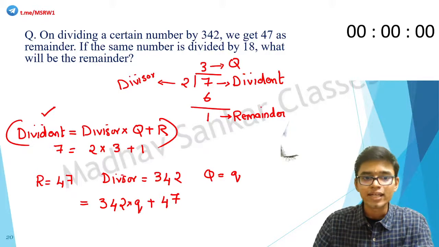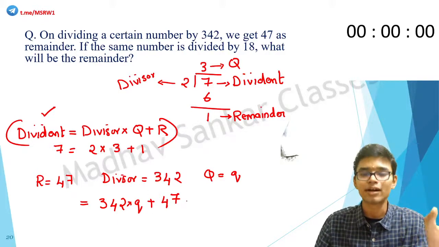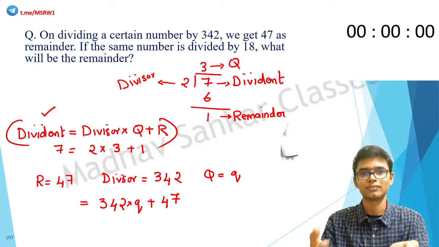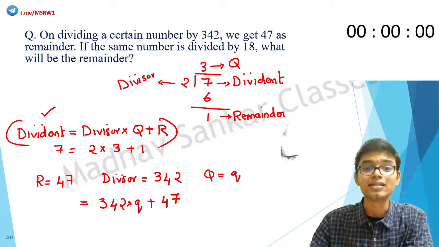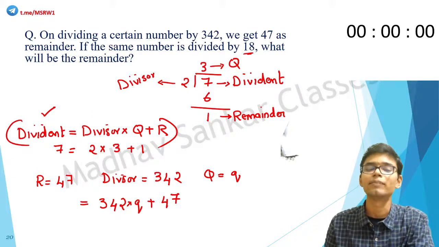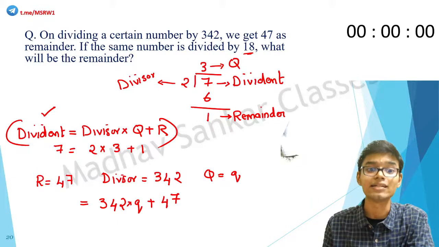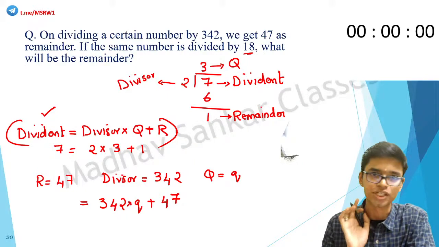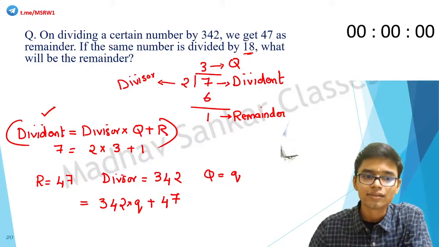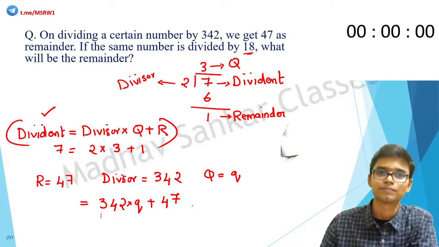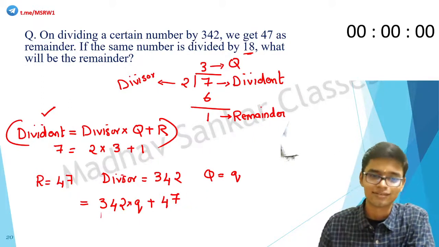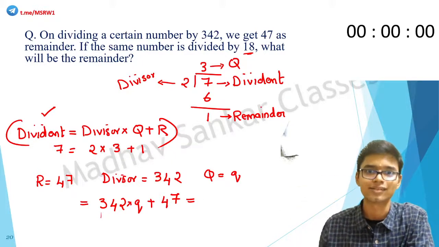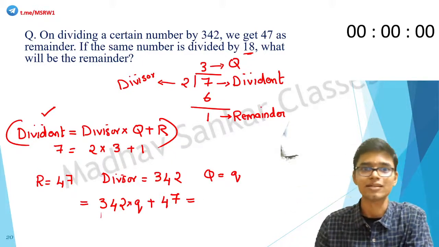Now we have to find the remainder when this number is divided by 18. We are not going to find the exact number, we can't do that with this information. So now we are going to divide this by 18. How do you do that? This is how you do that. We have to factorize into factors of 18.